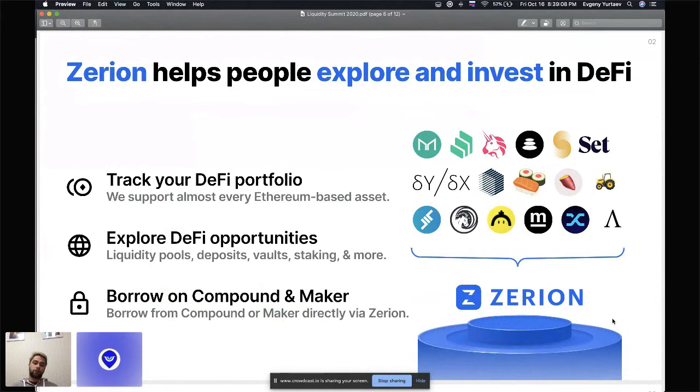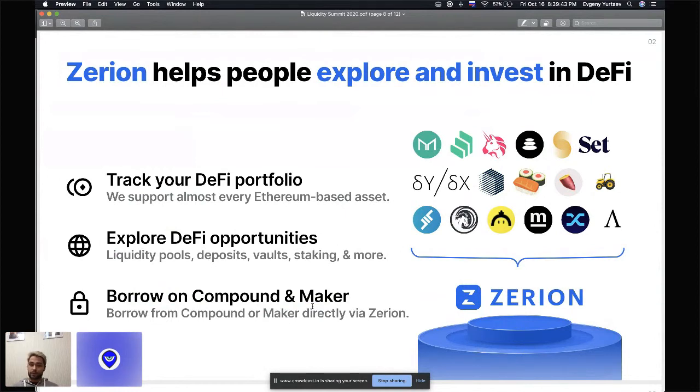In terms of how it currently looks, Zerion now allows you to track your entire DeFi portfolio. Here are just a few examples. This is not the complete and ultimate list. We have support for over 50 protocols currently in the DeFi SDK and within Zerion. It allows you to explore all the DeFi opportunities and buy into any liquidity pool, make deposits, buy into vaults, and do staking. It also supports borrowing on Compound and Maker.